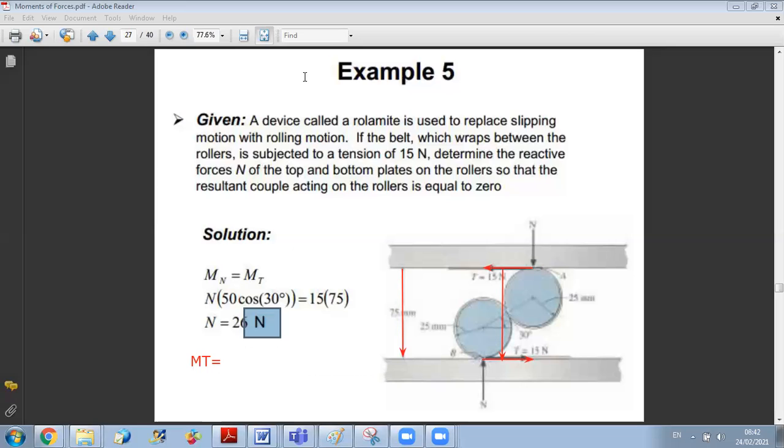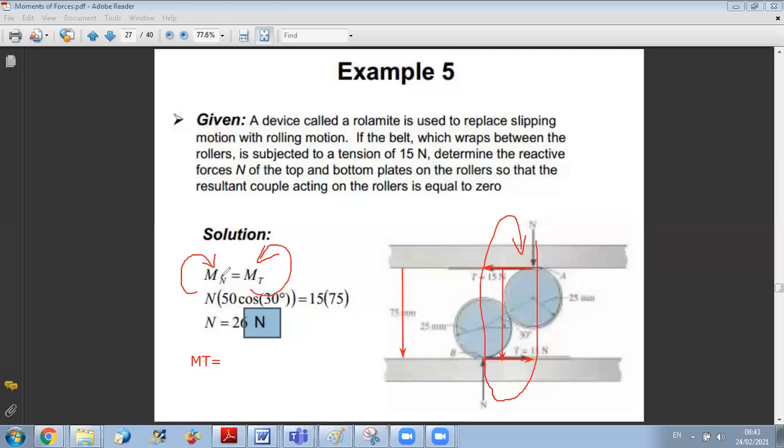direction for my couples. Since I considered the couple of N positive, I am considering that the positive direction is clockwise, because the couple of N is in the clockwise direction. Then I can put it here like this. So M_N is clockwise and M_T should be opposite. M_T is in the counterclockwise direction, but in magnitude they should be equal.